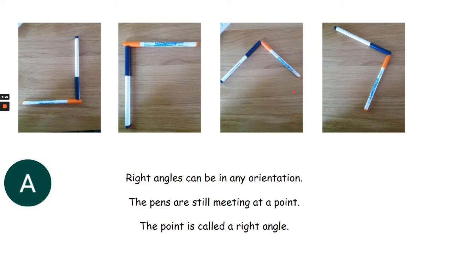Okay, so right angles can be in any orientation. The pens are still meeting at a point. The point is called a right angle. So here you go, I've got some pictures here of some pens that I've put together to make right angles. And they don't all look like that one, because as you can see they are in different orientations. So they might be the corner of a diamond type shape. They might be the roof of a house. They could be the top of a window or the bottom of a book.